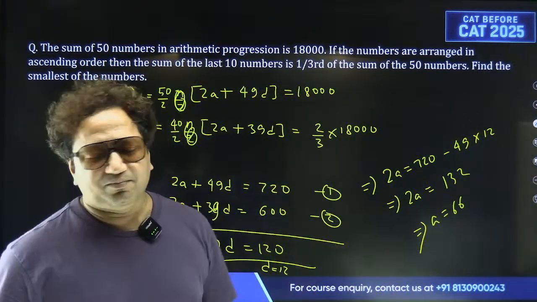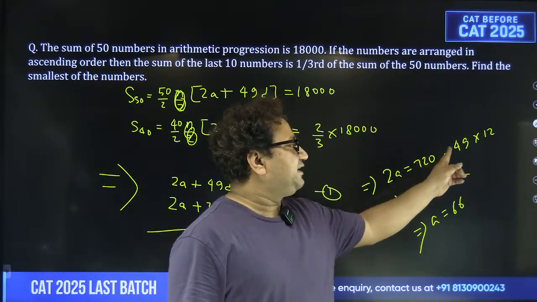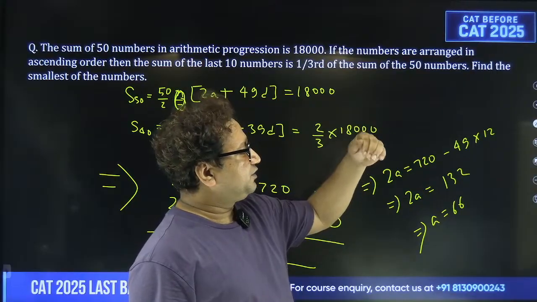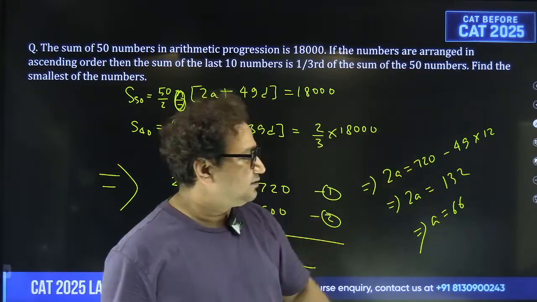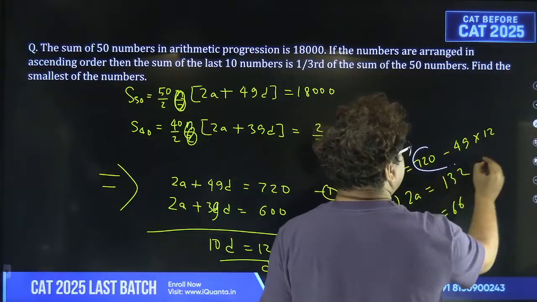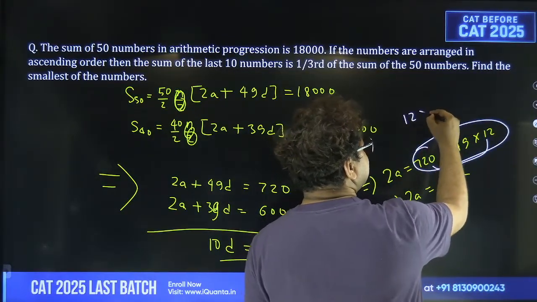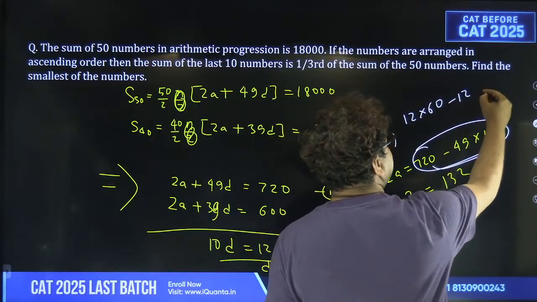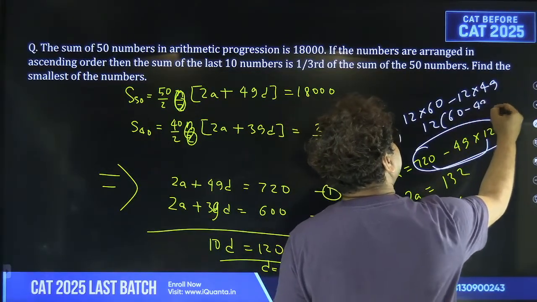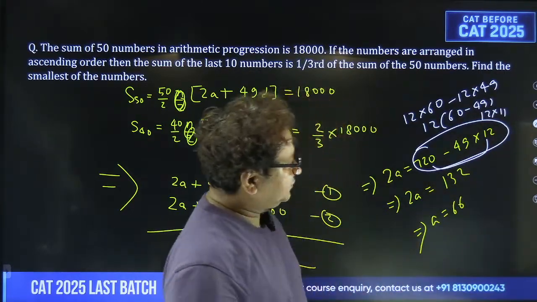I want to ask one thing. Do you know how I calculated this quickly? 720 minus 49 into 12. Do you think I calculated 12 into 49 first, then subtracted? Not really. You know what I did? I just played really smart. To do this, you know what I saw? I saw 12 is common. 720 is 12 into 60, and this is 12 into 49. In my mind, I took 12 common. 60 minus 49 is 11. All this in my mind. 12 into 11 is 132. Do you understand that?